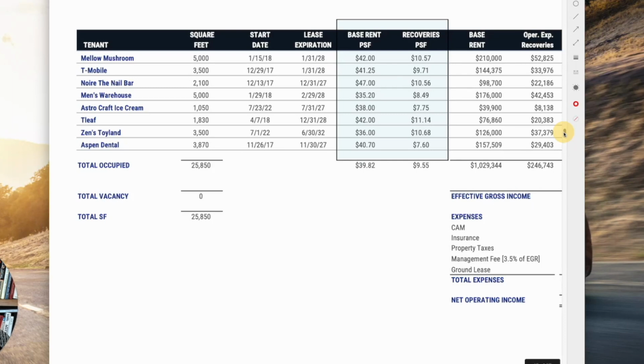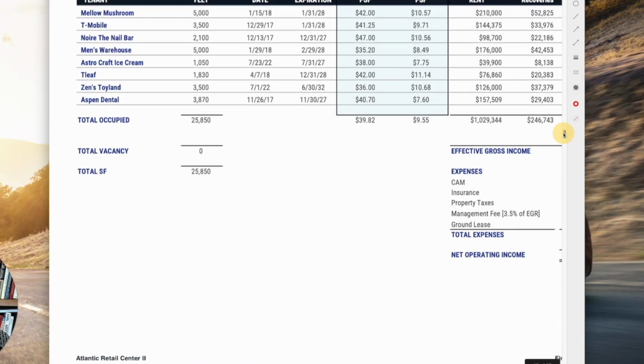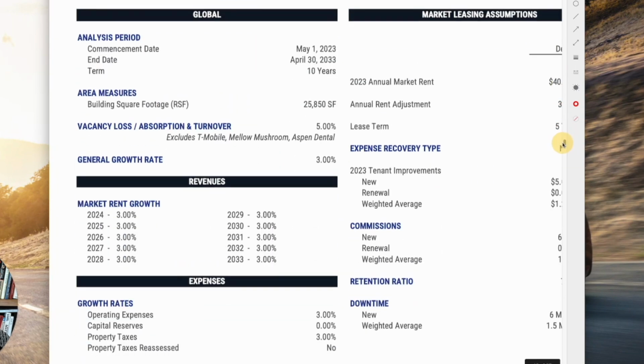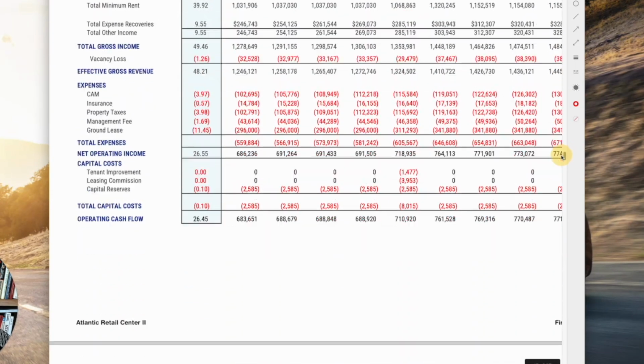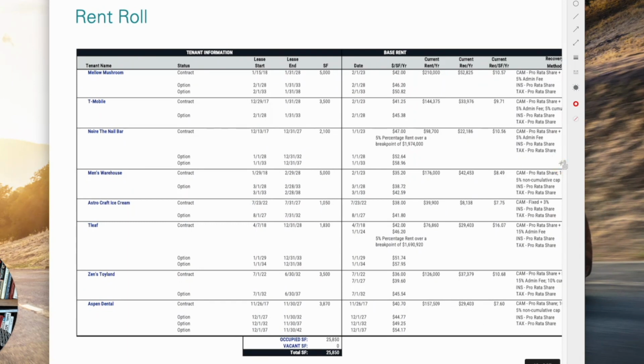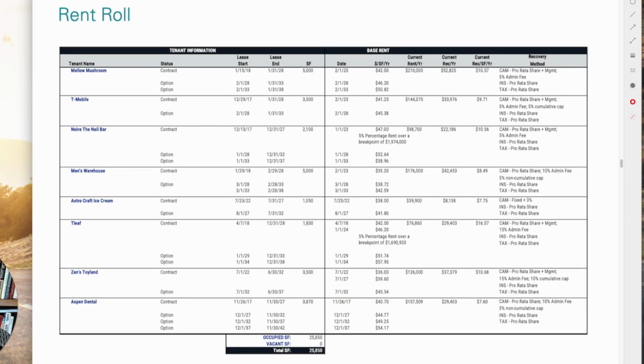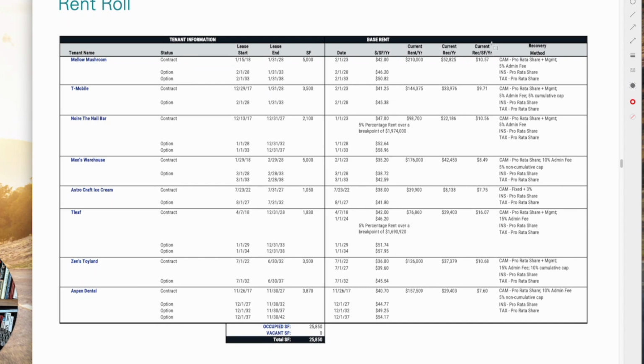This is just in place reconciliation. That is not the rent roll. Looks like it, but it's not. That's a 10-year projection. Here's the rent roll. Okay. Here's the rent roll. And what I wanted to show you was that even though it's a completely different, high level company, the rent roll here looks very similar to the one that I just went over with you, right?